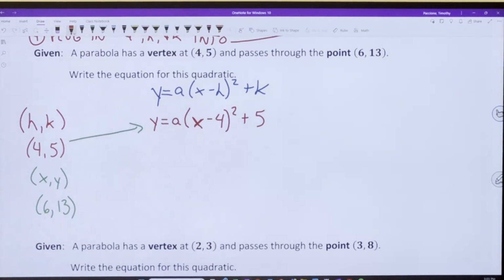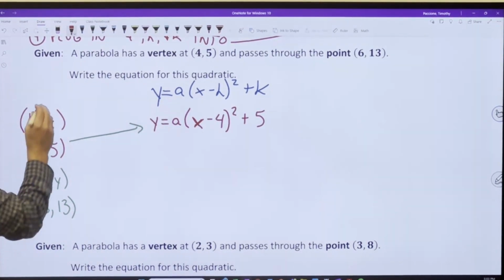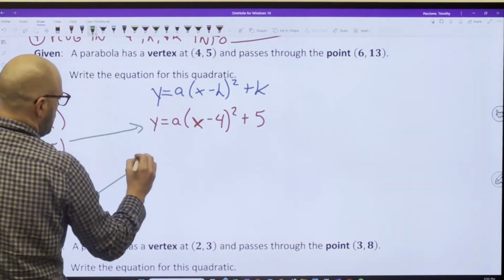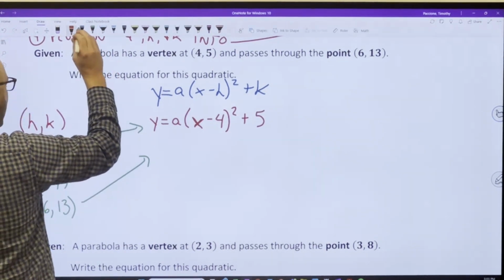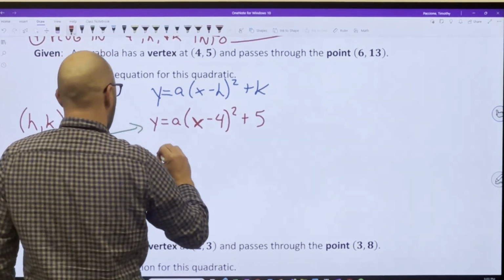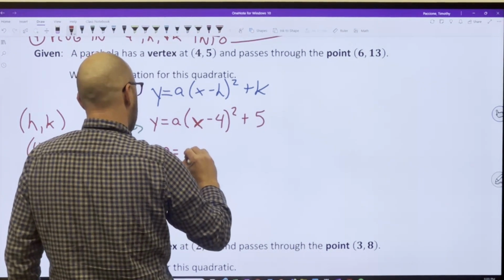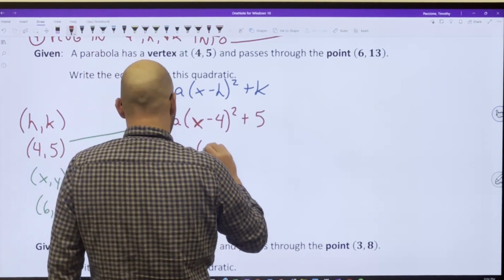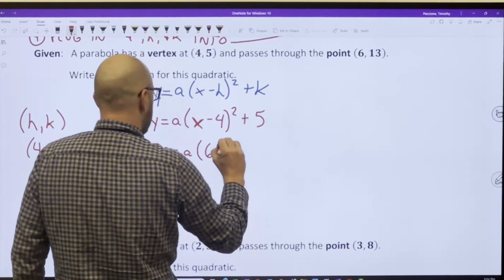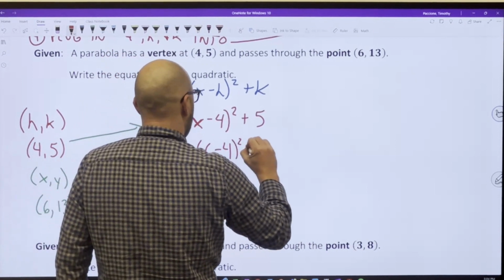Okay, our next step is to plug in our x and our y. So what goes in for y? 13. So 13 equals a times, what's our x? 6 minus 4 squared plus 5.